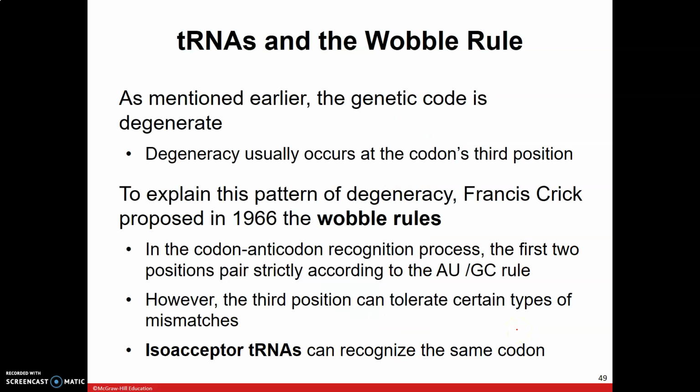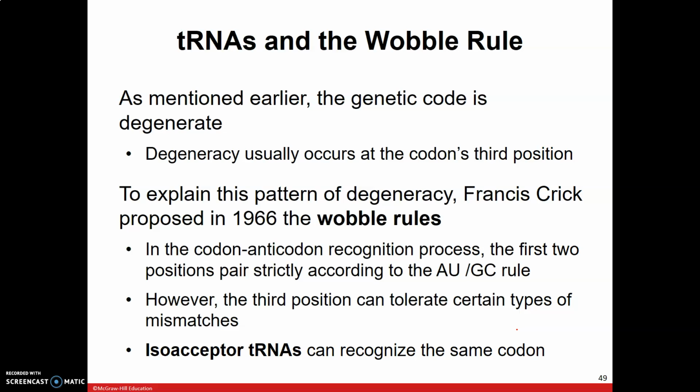So that leads now to our transfer RNAs and this Wobble rule. I've mentioned this Wobble. Basically, the codon-anticodon recognition process is really fast, okay? And this whole process was proposed by Francis Crick, because Francis Crick was a really smart guy. But that third position, the AUGC rule binds real quick during the first initial mRNA and tRNA recognition. That third position actually can go through some mismatching.